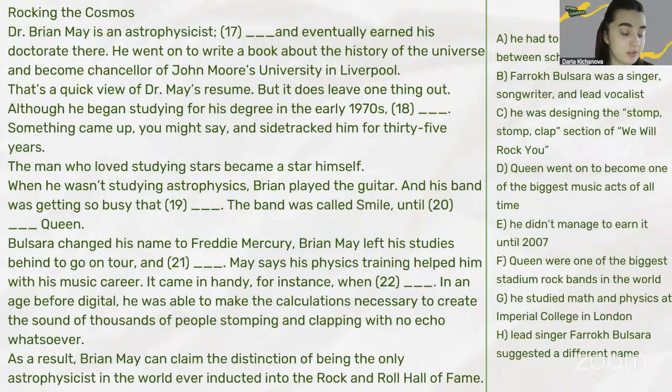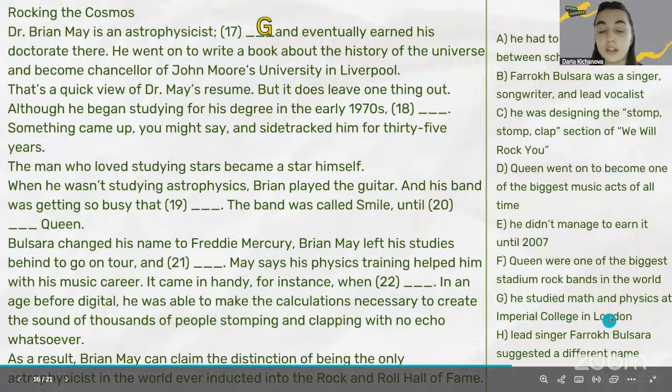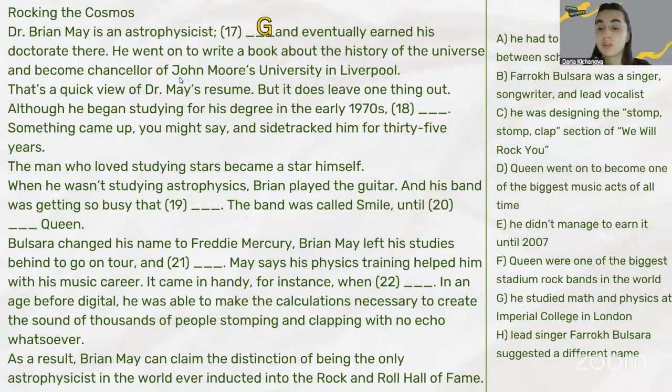Okay, the answer was G. I can see you answered it correctly. So he studied math and physics at Imperial College in London and earned his doctorate there. So we have some information about what he did and where he did it, because here we can see that we need some more explanation about the place. He earned his doctorate where? So we have the answer in letter G. Okay, good job. Let's move on to the 18th question.